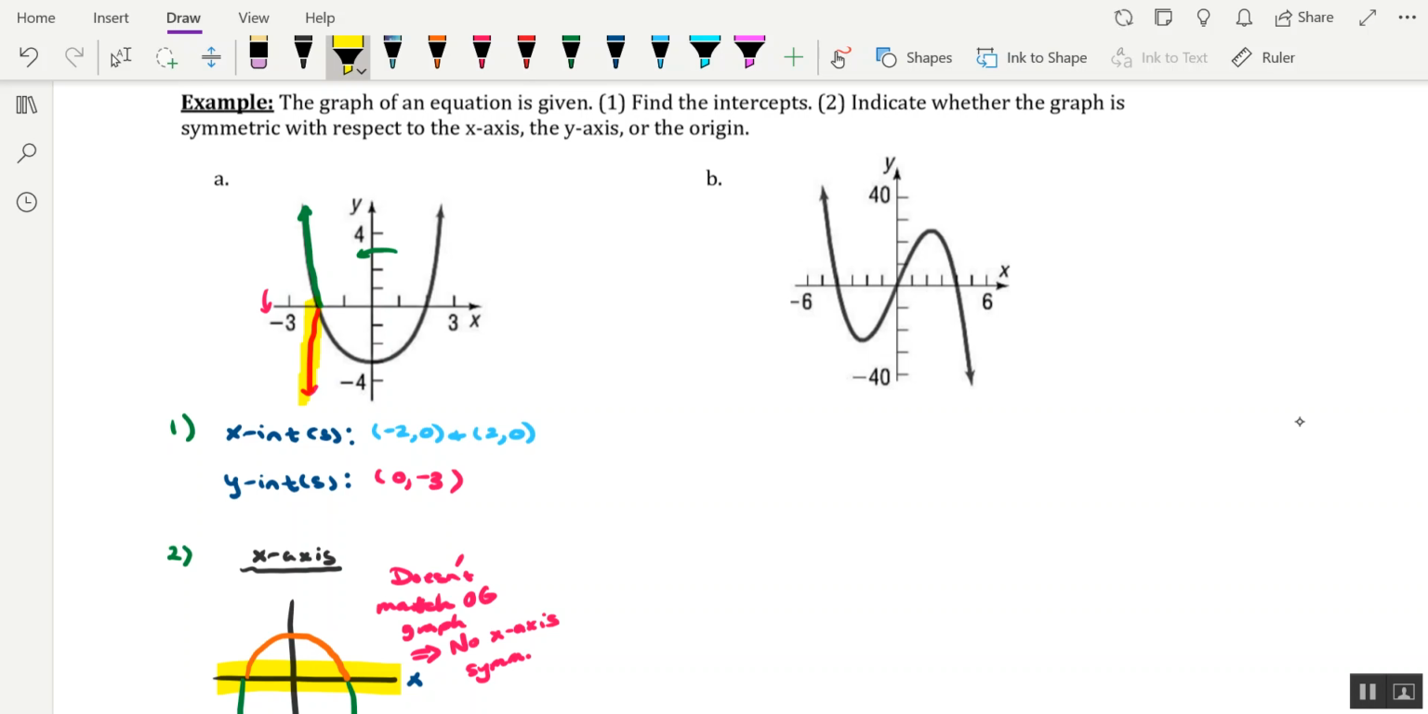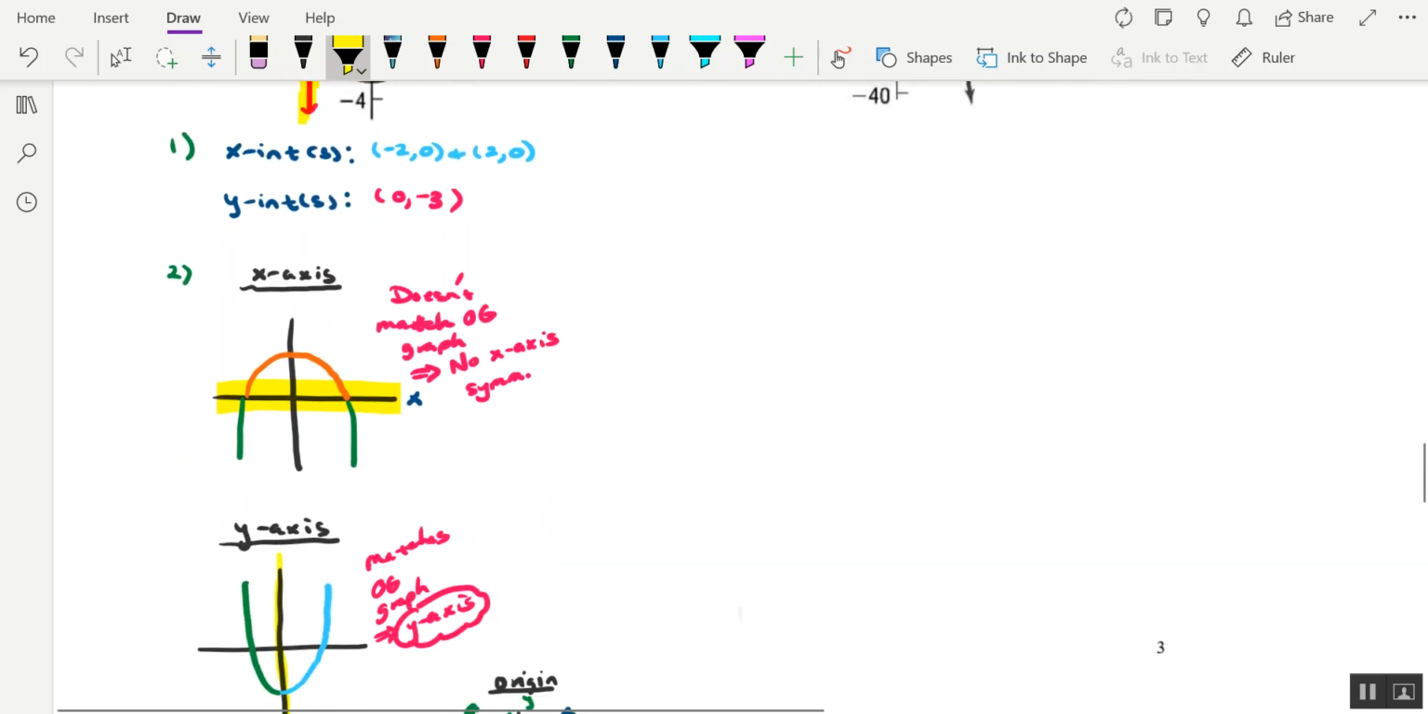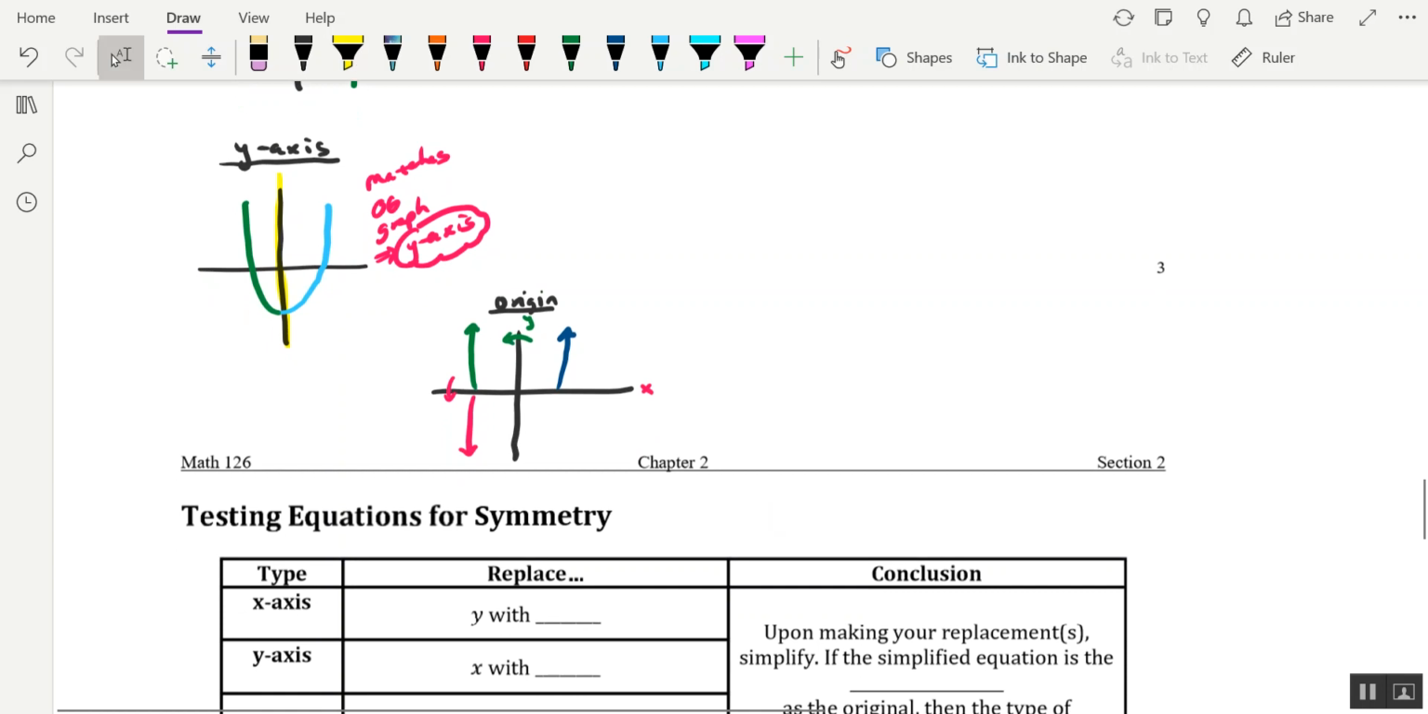So this is another situation where our final graph after the reflections doesn't match the original graph. And that's how we can show that this does not have origin symmetry. So I'm just going to indicate doesn't match OG graph, which means no origin symmetry.